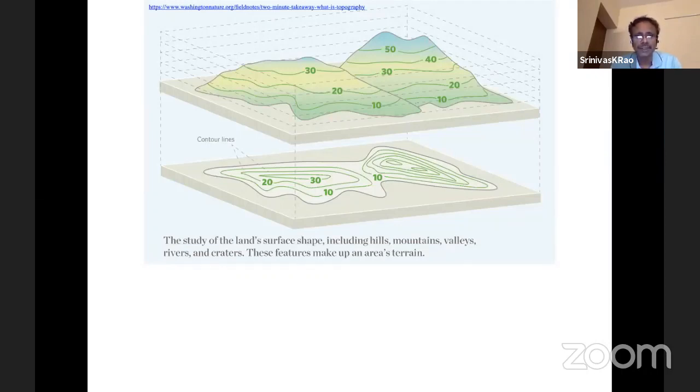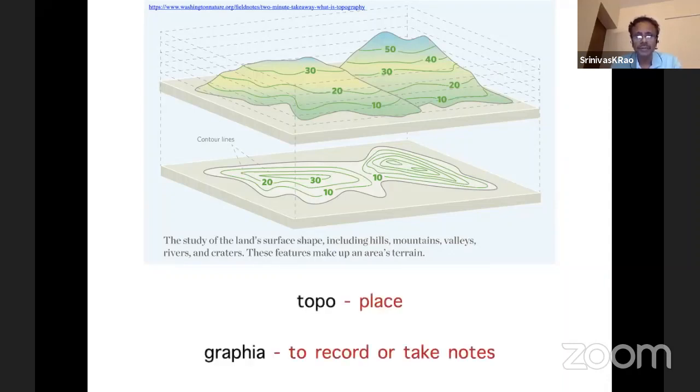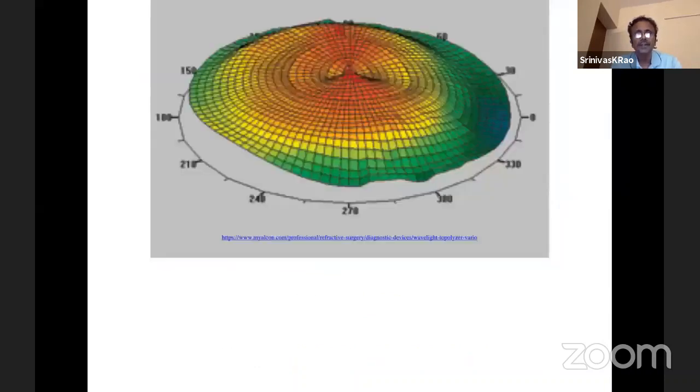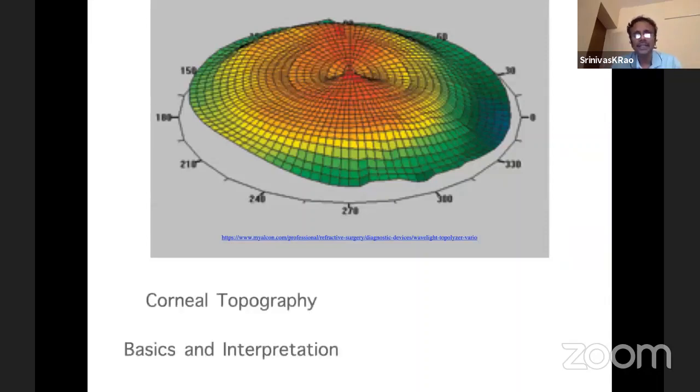So basically, topography comes from the study of the Earth's contours. We know that the Earth's shape includes a lot of hills, mountains, valleys. So it's a lot of differing terrain. And the word topography means basically recording or taking notes of the contours of a particular place. So we just extrapolate that to the cornea as well. And although the cornea has a much smaller real estate, maybe about 11 to 12 millimeters diameter, a small little circle, the study of the changes of its contours is equally interesting to us.